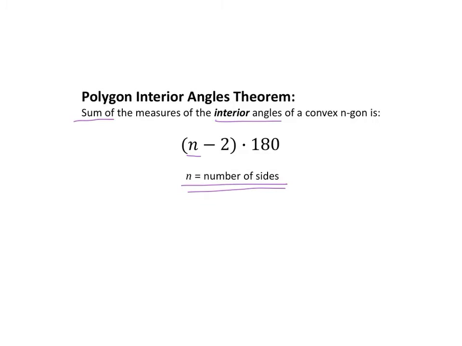So if it's a 20-sided polygon, we'd plug in 20 for n, subtract 2 from it, and then multiply by 180, and that will get us the sum of all the angles. So let's look at an example together.